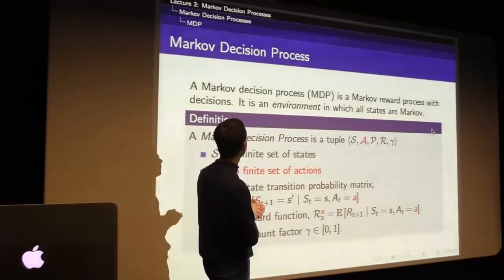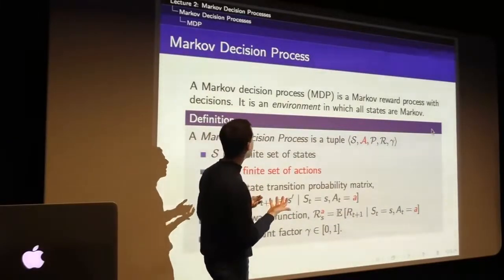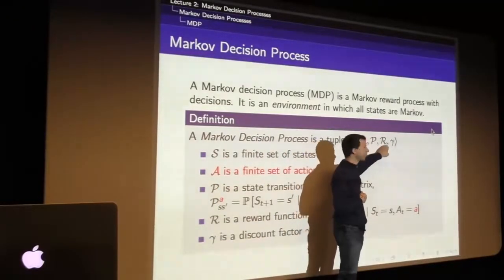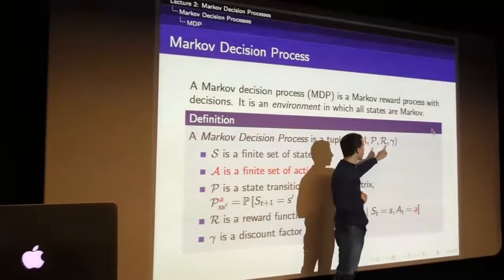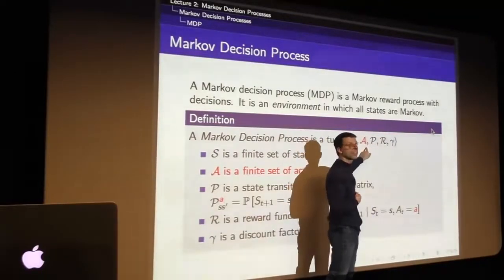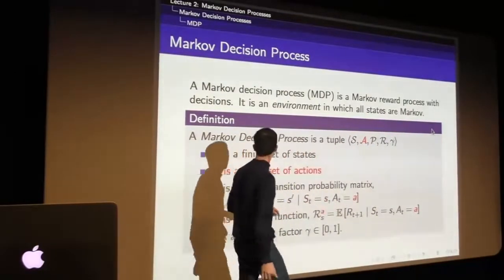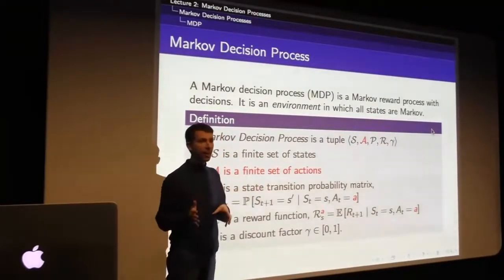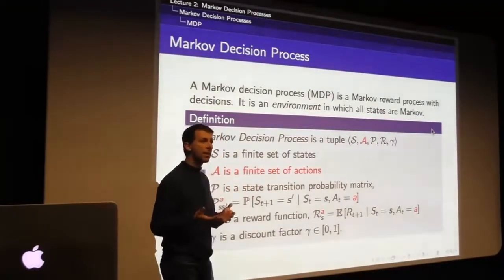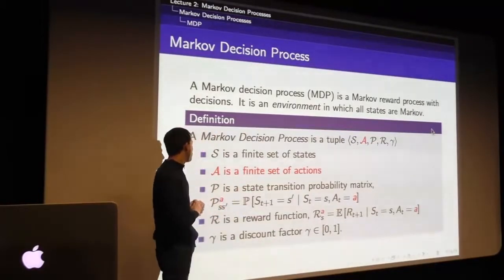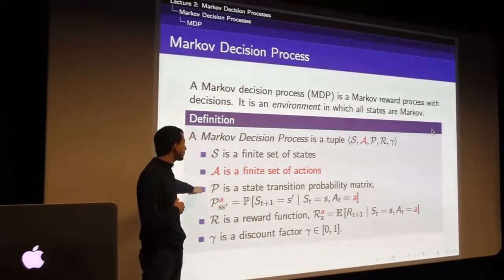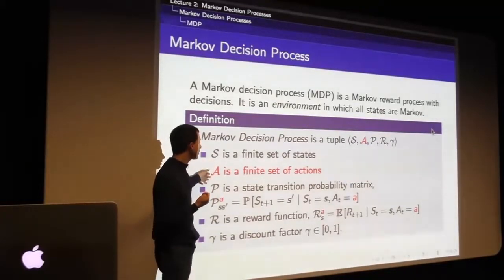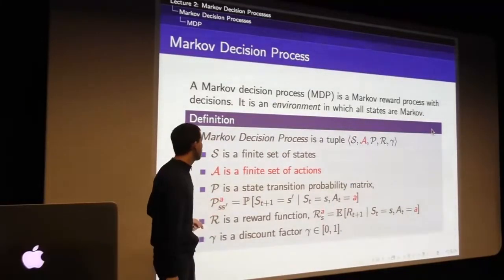Let's introduce decisions. What we're going to do now is basically take our Markov reward process, which was a state space, transition matrix, reward function, and discount factor. We're going to add in one more component, which is the action space. So A is now a finite set of actions. In the extensions to the class, you'll see how this can be made continuous or infinite. But for now, we'll consider the simplest case: a discrete set of actions, finite size.